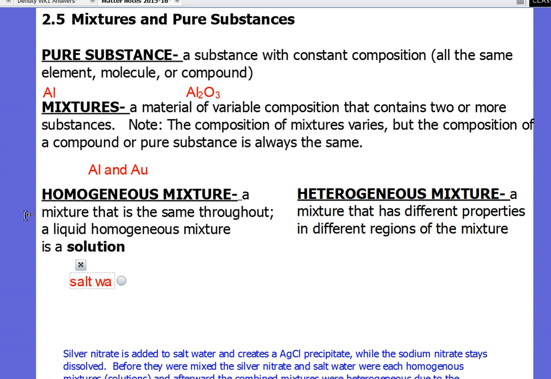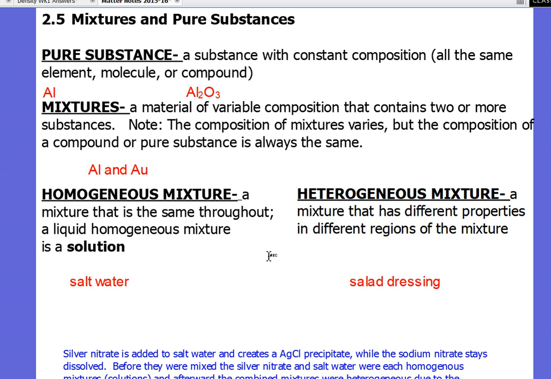So salt water and salad dressing. There we go. Those are two simple ones. Salt water, the salt dissolves into the water and it almost appears to disappear. It's really just spread out so small you can't see it anymore, and so it's mixed in to the entire solution.